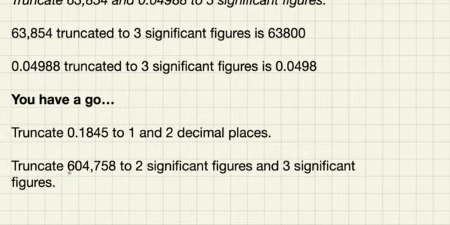Second question is truncate 604,758 to 2 significant figures and to 3 significant figures. So the significant figures here are 6 and 0. So that's where the line would be, and you replace the rest of the numbers with zeros. So the answer to truncate that to 2 significant figures is 600,000 rather.